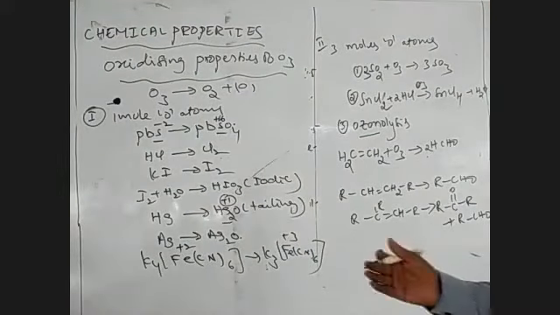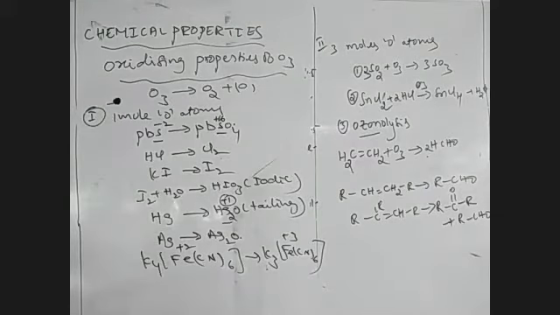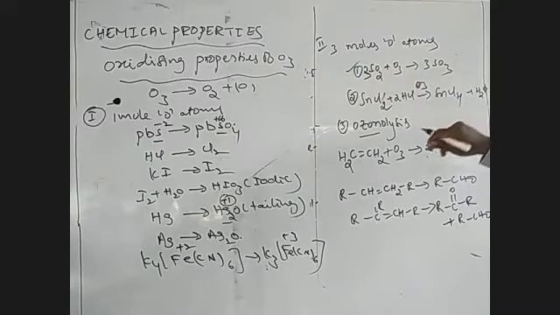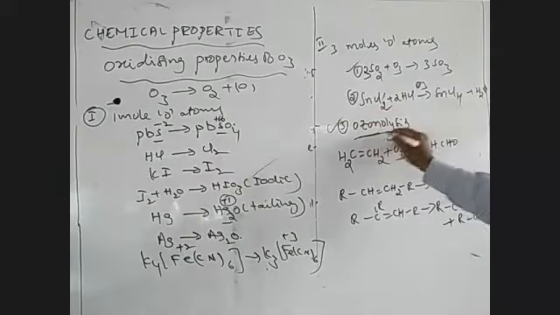In the second type of oxidizing property, all 3 oxygen atoms of ozone are used for oxidation. Only three reactions are there: conversion of SO2 to SO3, SnCl2 changing into SnCl4, and the ozonolysis reaction.